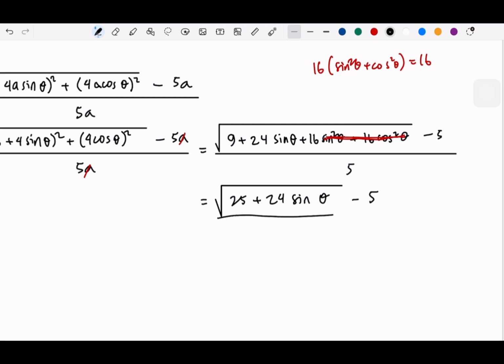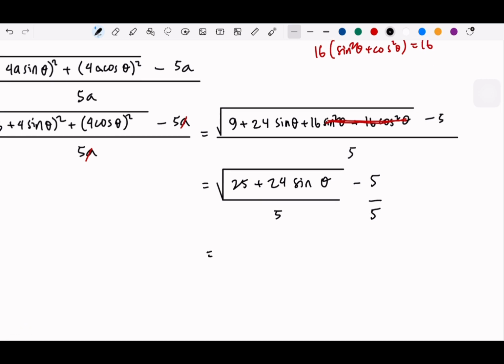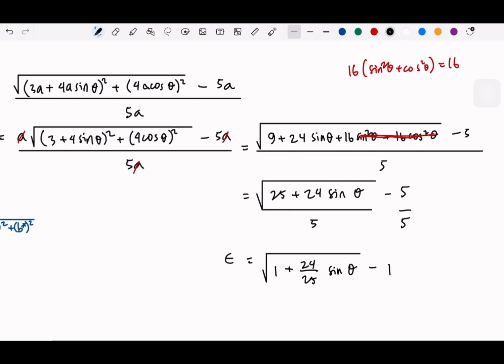I will write this as divide by 5 separately, okay? So 5 I will put inside, so it becomes 25 divided by 25 is 1, right? Plus 24 divided by 25 sine theta minus 1, okay? So this will be the strain with the independent variable theta.